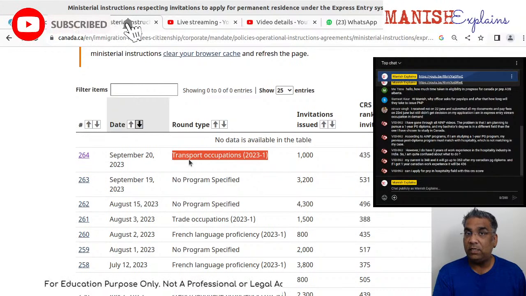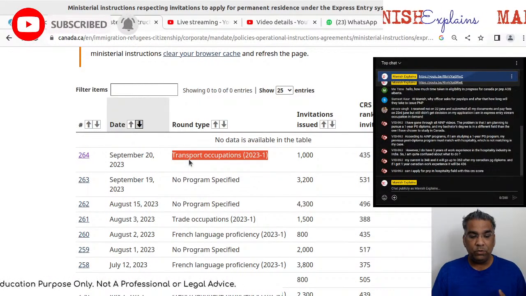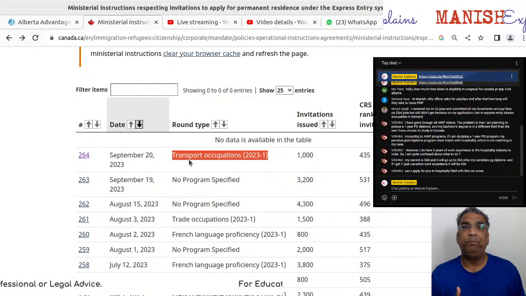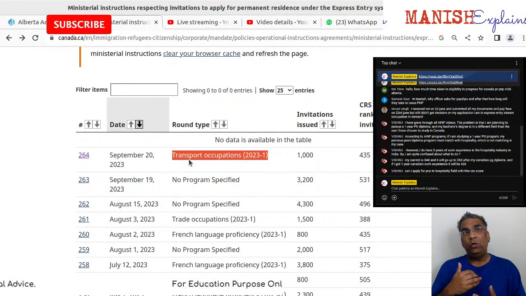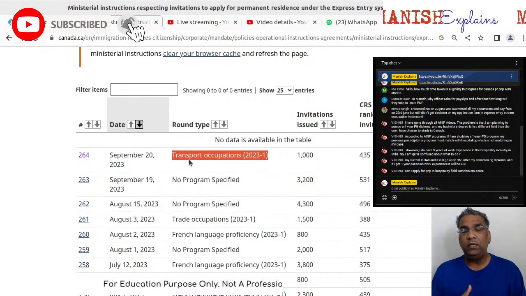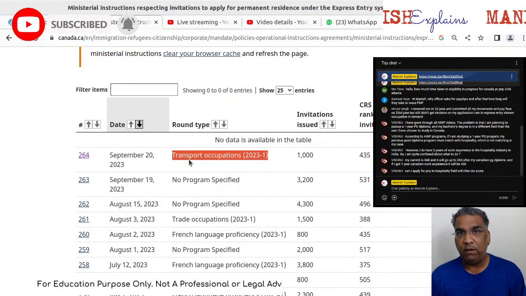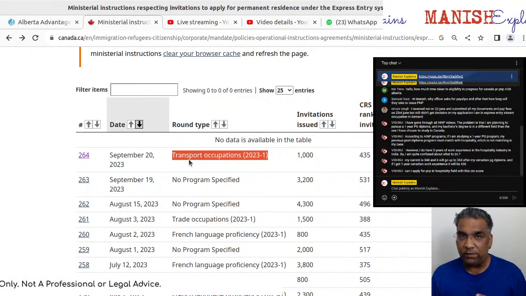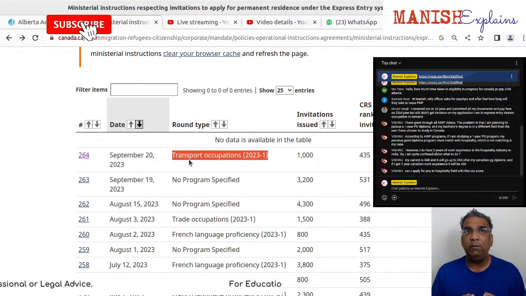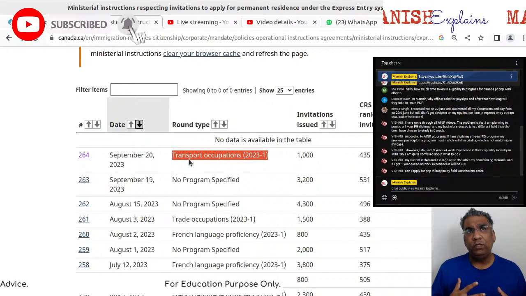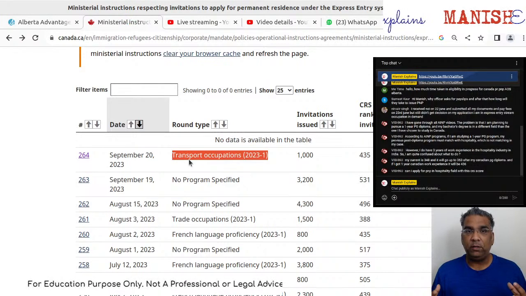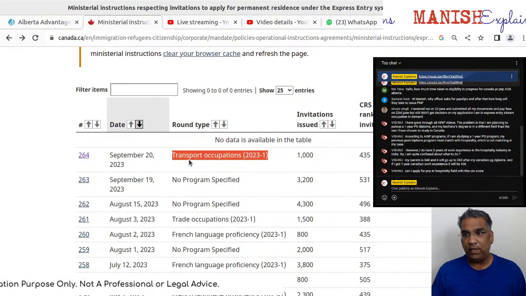Again, this is a new trend that IRCC has started, which is basically a targeted kind of draw to address the demand of manpower or demand of resources in the country. So they assess this particular type of industry, and if they see demand in any particular industry or sector growing, they will do a targeted draw for that.